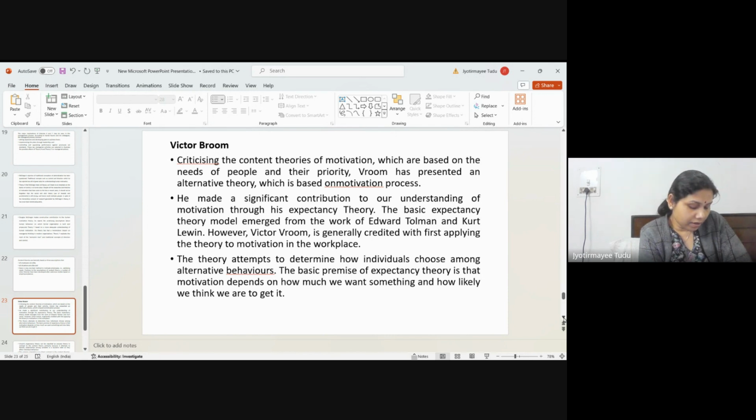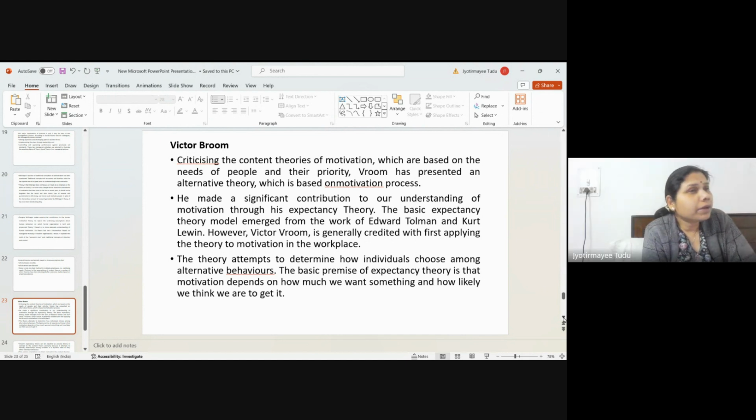Okay, so if we want to assess the performance of the concerned individual, we need a measurement of the kind of expectation the employees have towards the organization. That expectation is visible in the form of what exactly he wants and how much he wants, the quantity dimension, how much he requires, and how likely he thinks he would be able to get it.